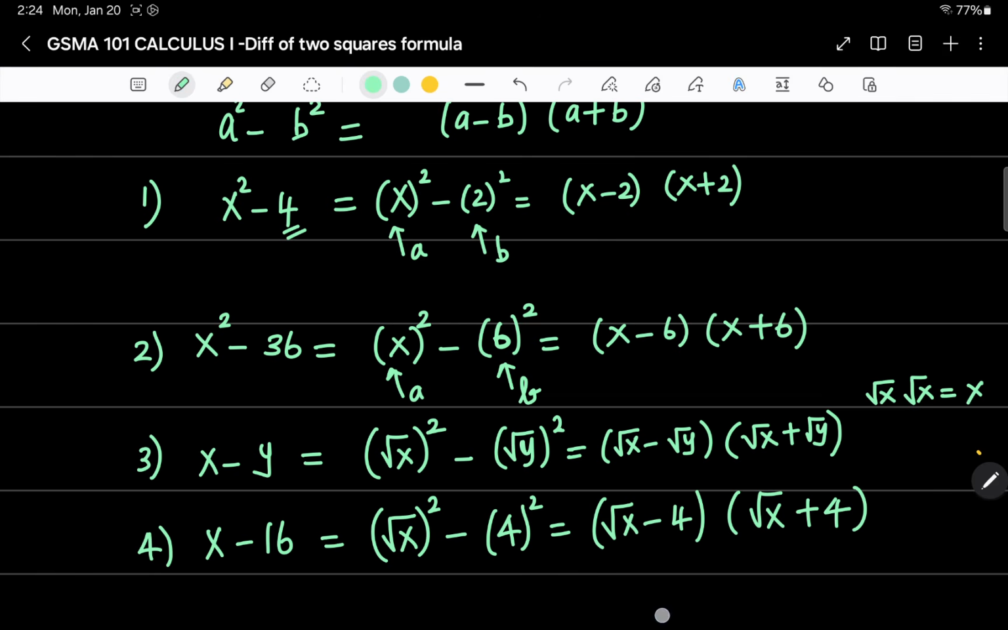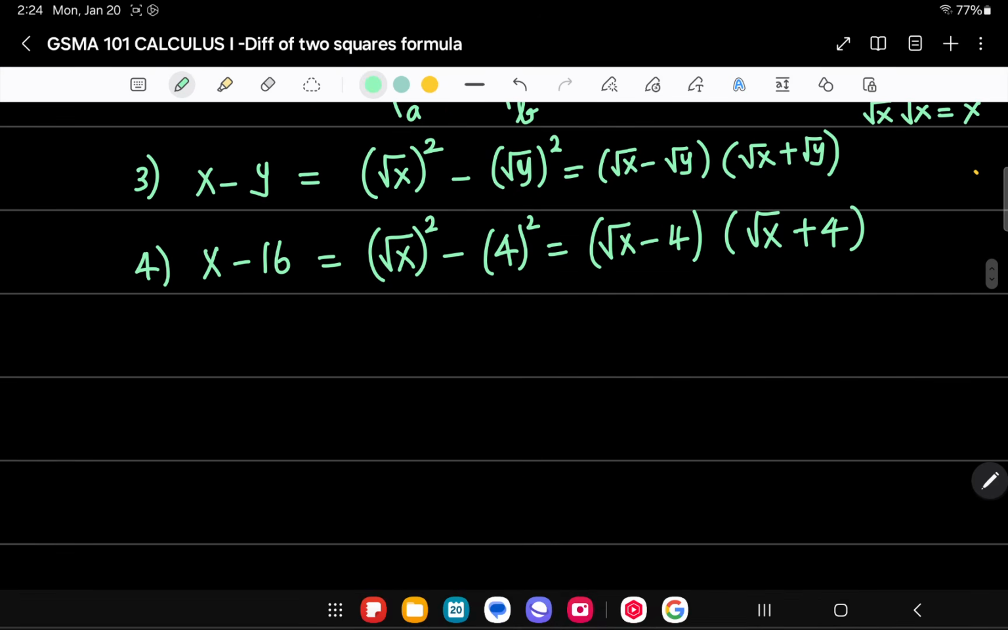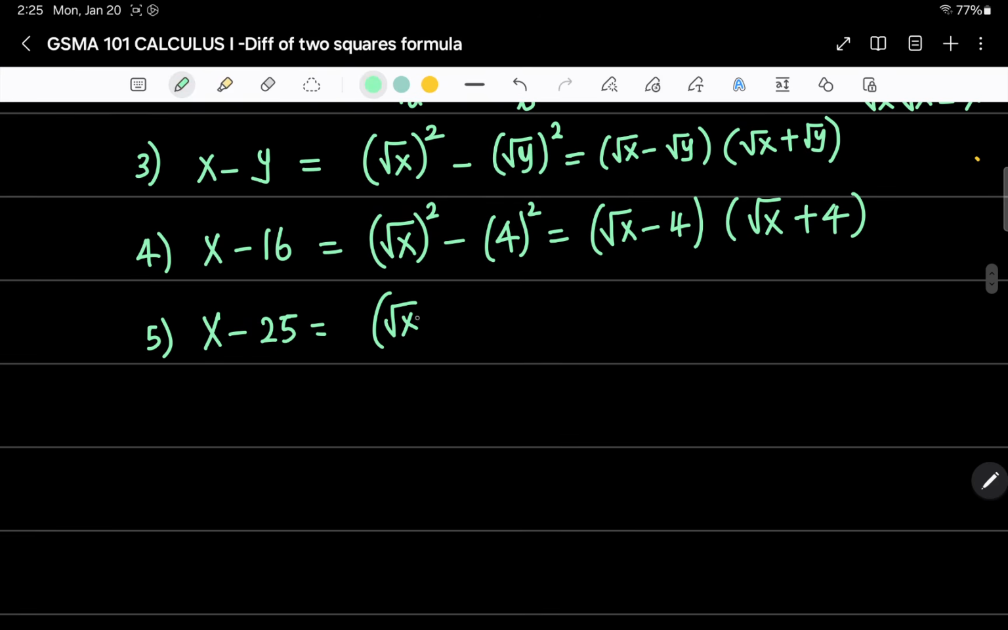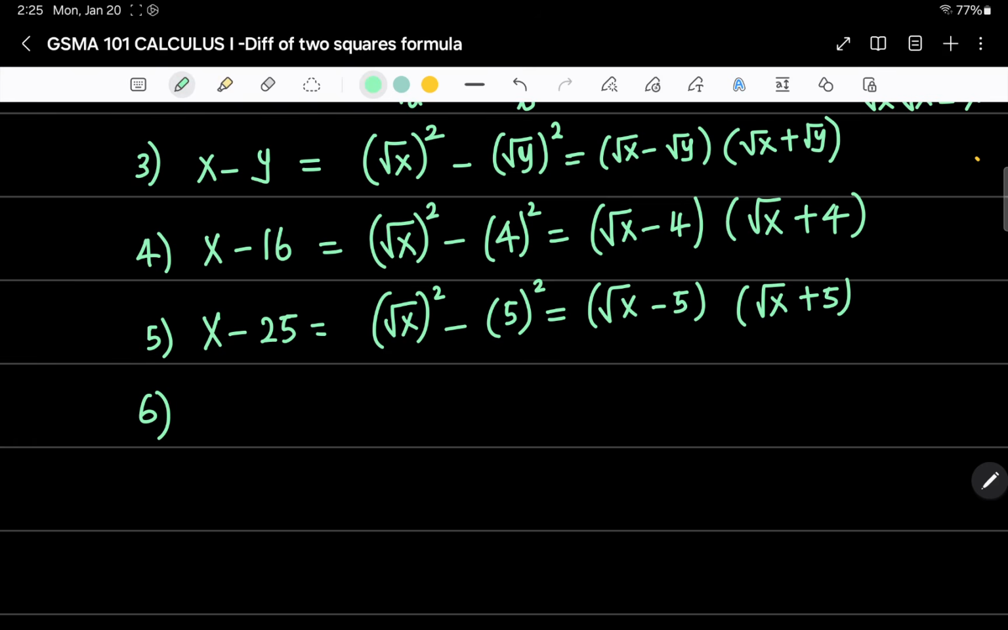Let's go with one more example with a perfect square, 25. So which is going to become x minus 25, which is equal to root x the whole square minus 5 square, which is equal to root x minus 5, and then root x plus 5.